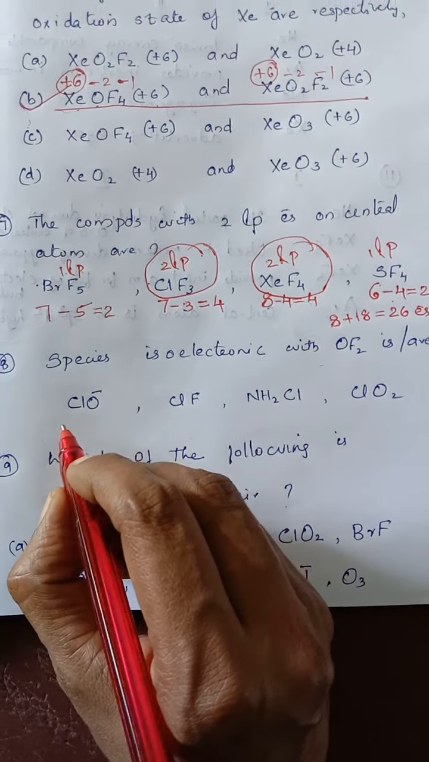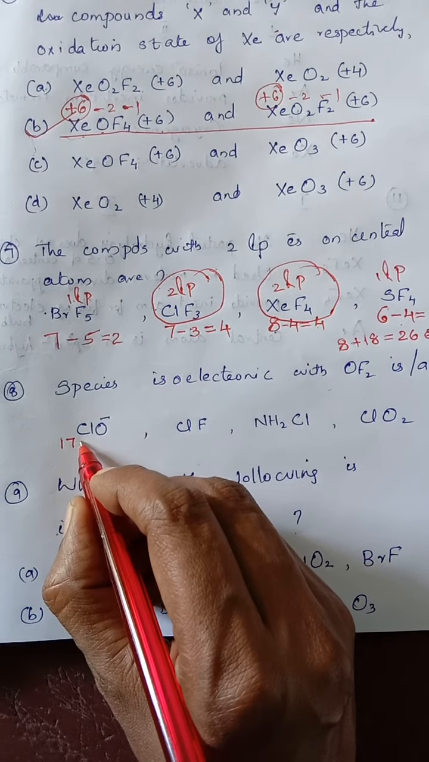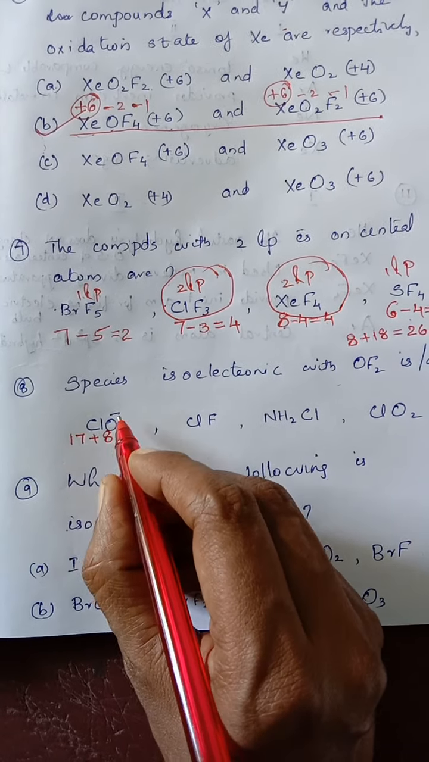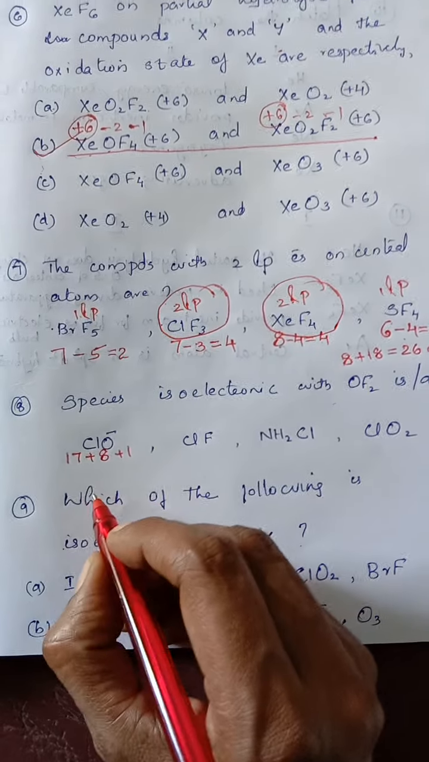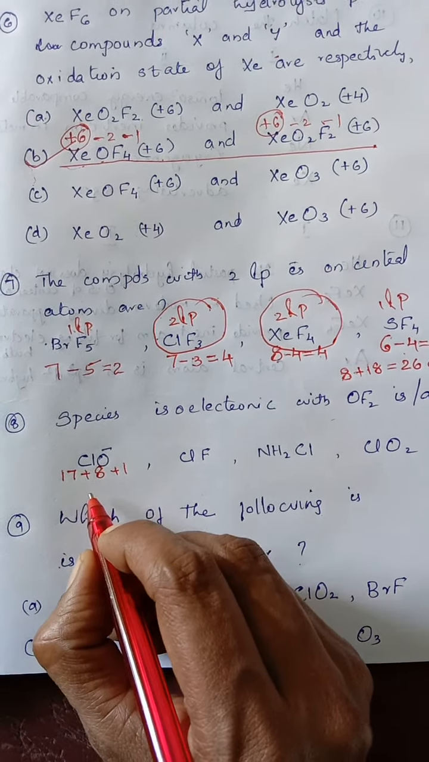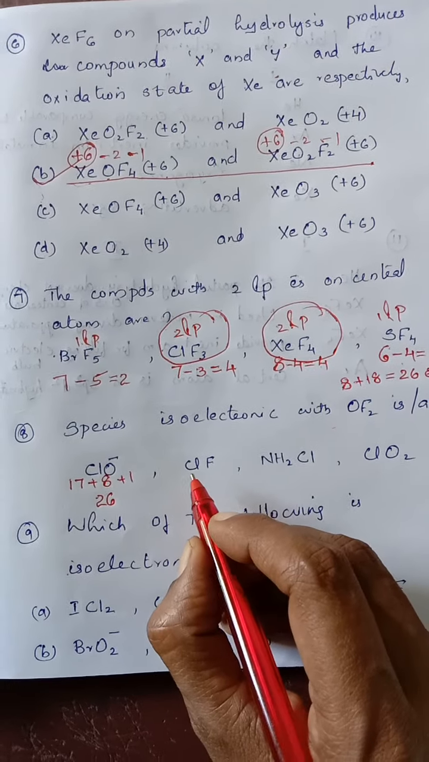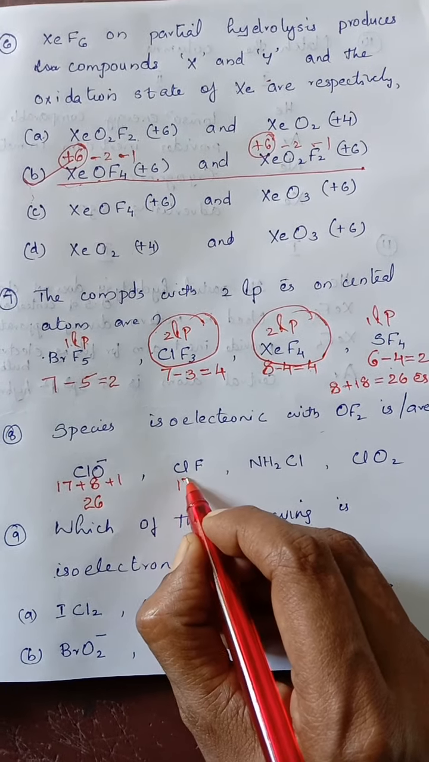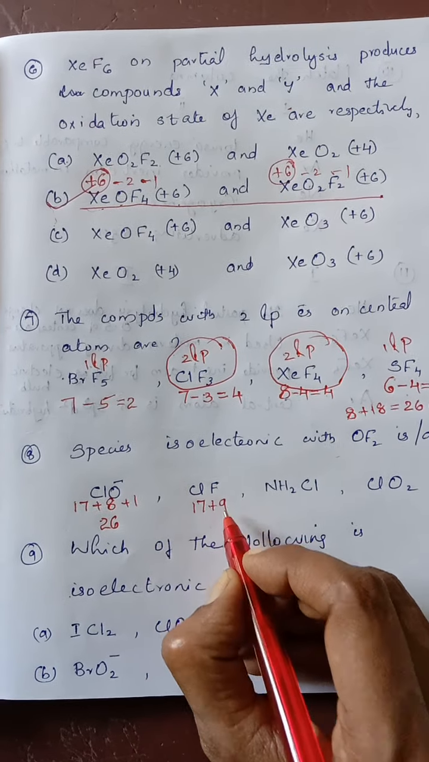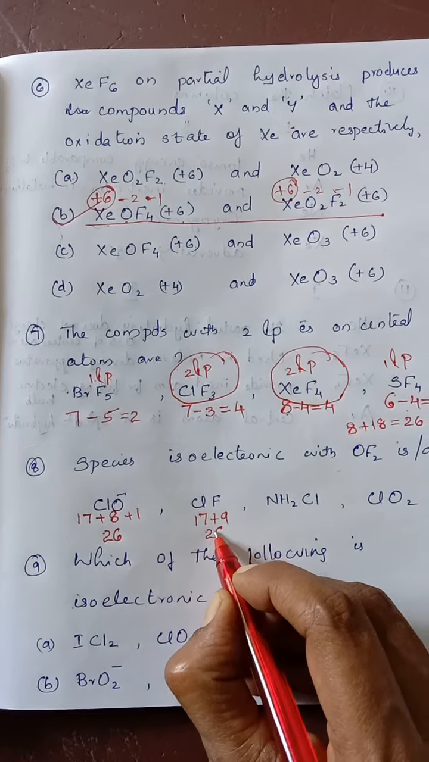ClO minus: chlorine, we know, has atomic number 17, so 17 electrons, oxygen 8, then 1 negative charge, so 1 extra electron. How many electrons? 17 plus 8, 25, plus 1, 26. 26 electrons, isoelectronic. ClF: chlorine 17, fluorine 9, 17 plus 9, again 26 electrons.